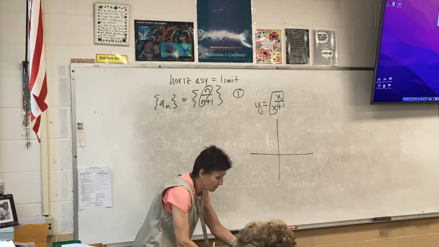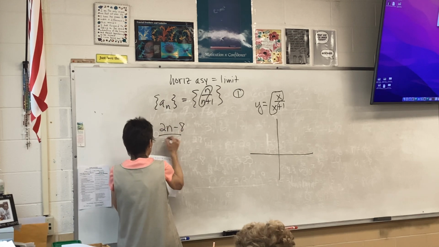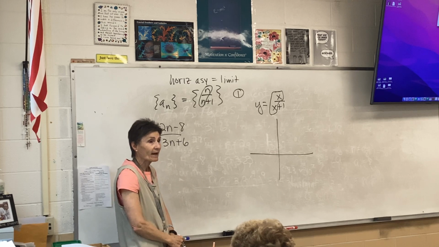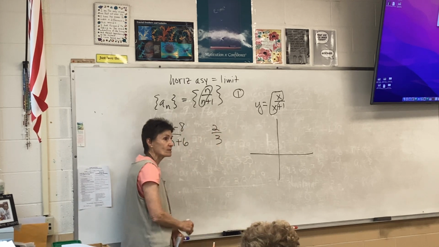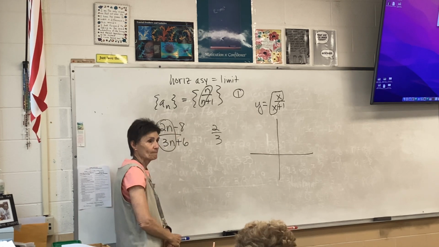What about the next one? The next one is 2n minus 8 over 3n plus 6. What's the limit of that? 2/3. 2/3. Very good. Kids, isn't it easy? It's just like our horizontal asymptotes. It was so easy. You just look right there.